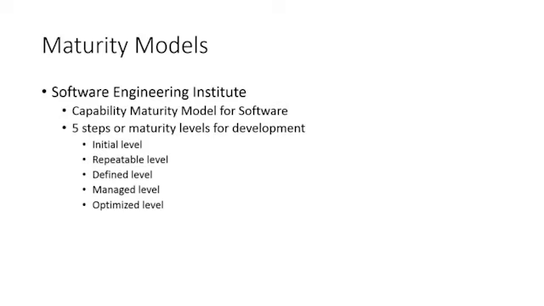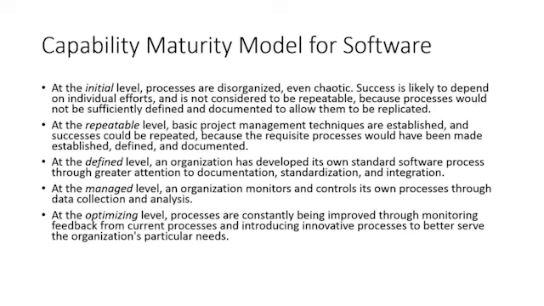Now we also have some maturity models, all right? The Software Engineering Institute has come out with a capability maturity model for software. It has 5 steps of maturity levels for development that I think we need to be familiar with for CISSP. So we have the initial level, the repeatable level, defined level, managed level, and the optimized level. So let's take a look at these a little closer.